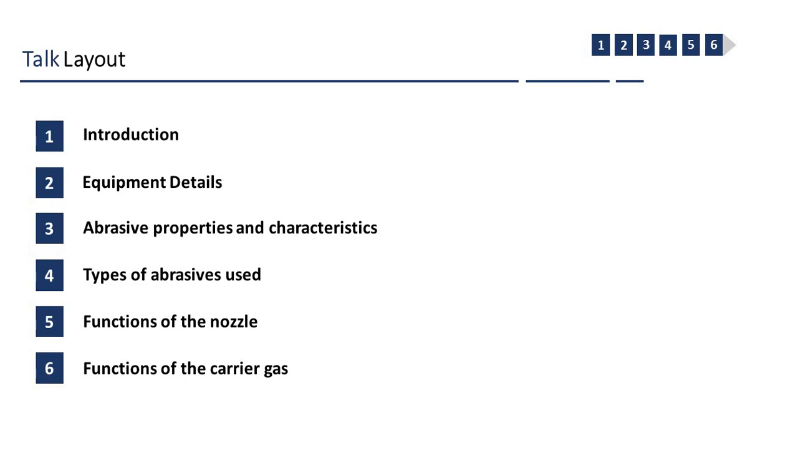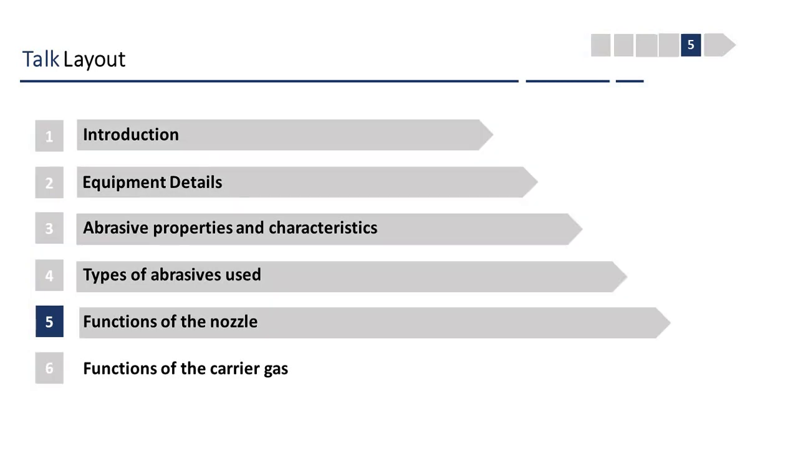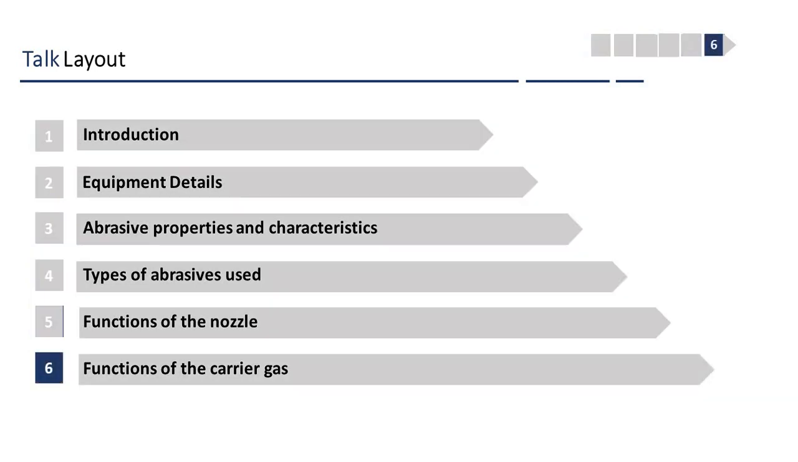Then we would like to discuss some of the properties and characteristics of the abrasives that are used in abrasive jet machining, the types of abrasives used, the functions of the nozzle, as well as the functions of the carrier gas. So all of these are going to be covered in this first part on abrasive jet machining.